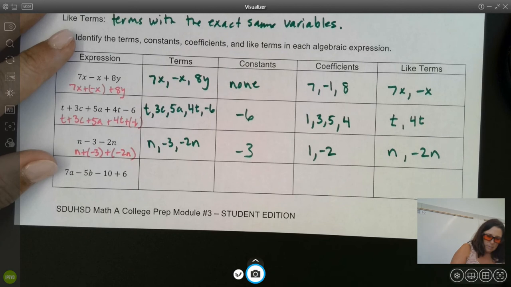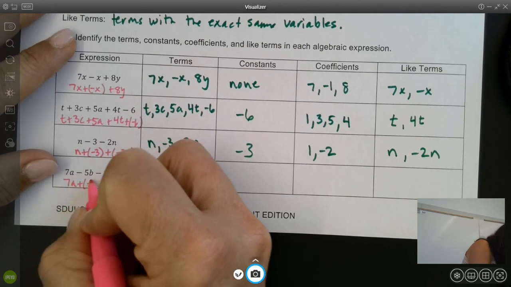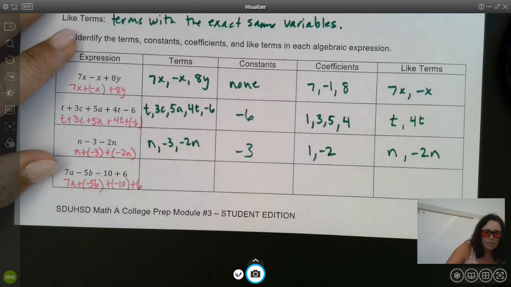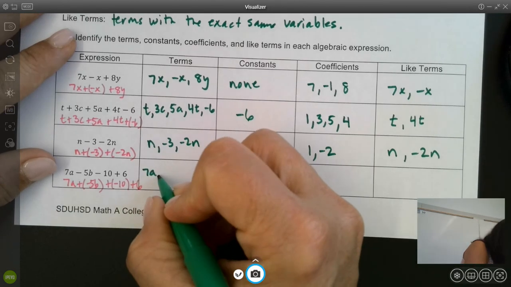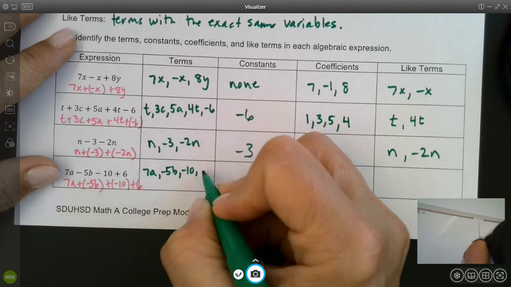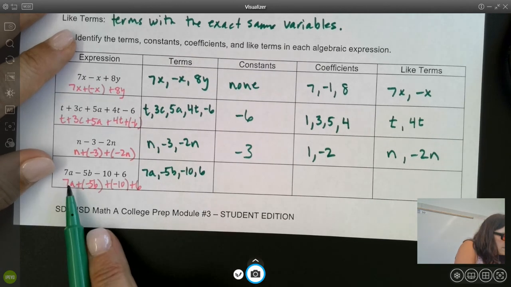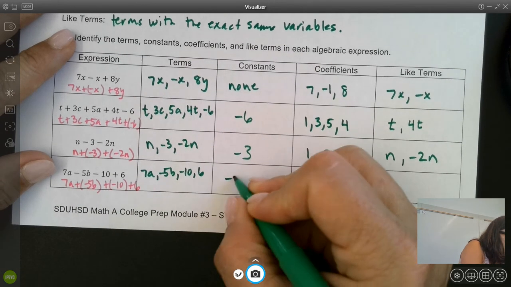All right, so let me take these minus signs: 7a plus -5b plus -10 plus 6. I rewrote everything with plus signs. That way it's very clear to see 7a, -5b, -10, and 6. Okay, my constants, I see 2: -10 doesn't have a letter and neither does 6.